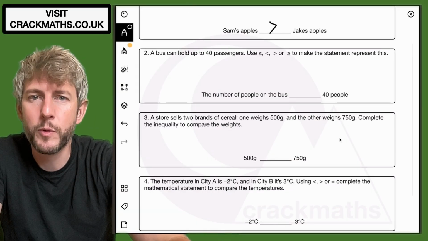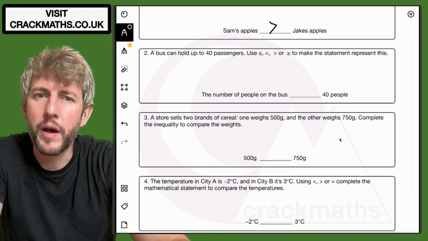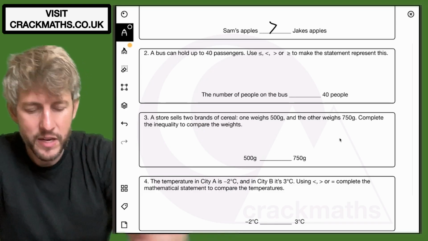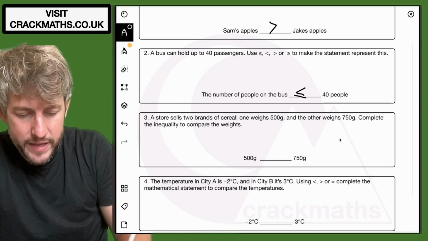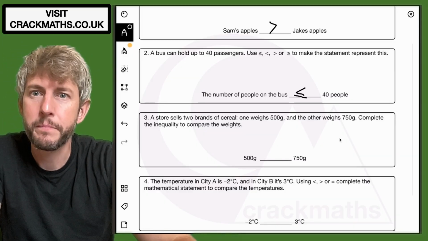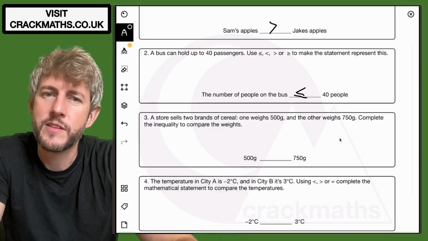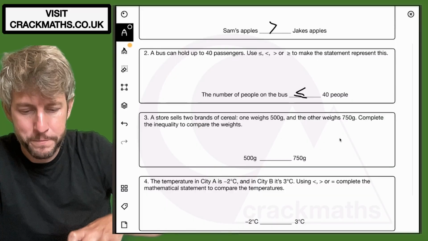Use the symbols to make the statement represent this. The number of people on the bus, blank, 40 people. So that's going to be the number of people on the bus is less than or equal to 40 people, because it's able to hold up to 40. That means it's including 40. Therefore, the number of people on the bus is less than or equal to 40 people.